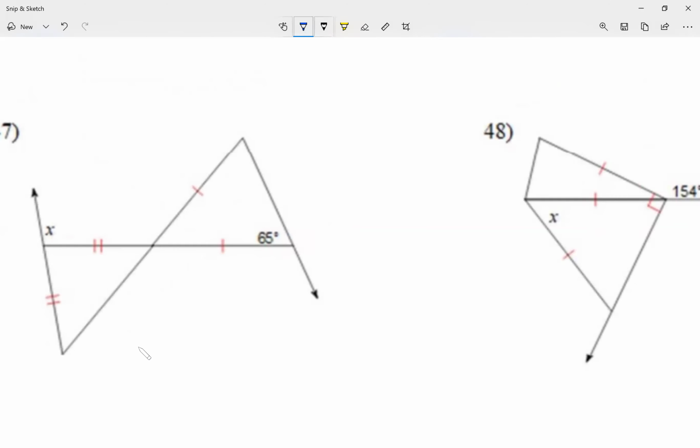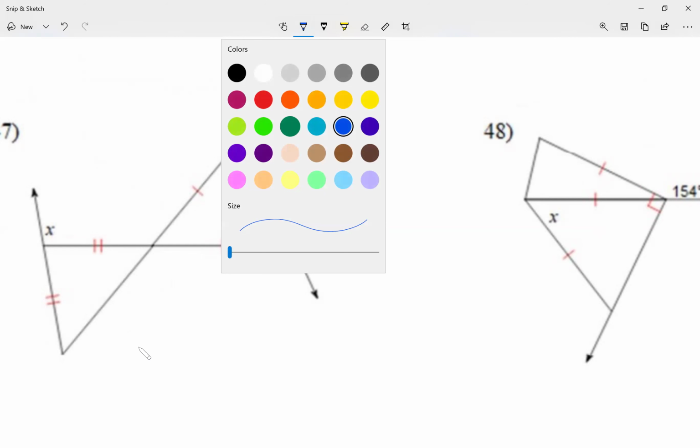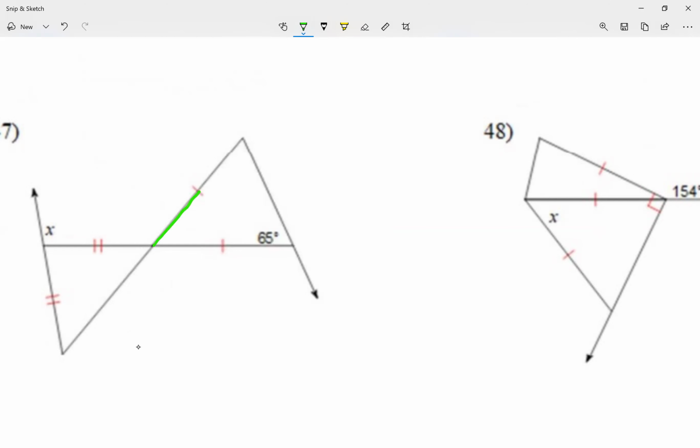But here, one interesting part, let me put it in green. I'm looking at this triangle. In this triangle, I see two sides are equal, right? This side and this side. So let me mark the opposite angles. This side right here goes with this angle, and this side at the bottom goes with this angle. Each of those angles are equal as well. So one of them is 65, I'm going to say the other one is 65 as well. They're equal.